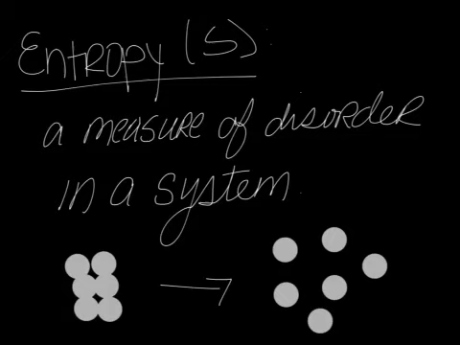Like mentioned, we're going to talk about entropy, what it is. Basically, the definition is a measure of disorder in a system. In the little picture on the bottom, you've got 6 white dots. When entropy goes up, you have more disorder in the system, so the dots begin to spread out, and you get to see this more diverse effect going on.